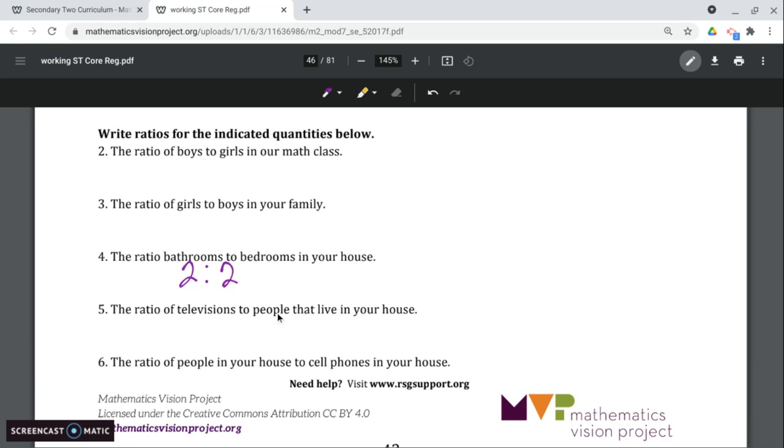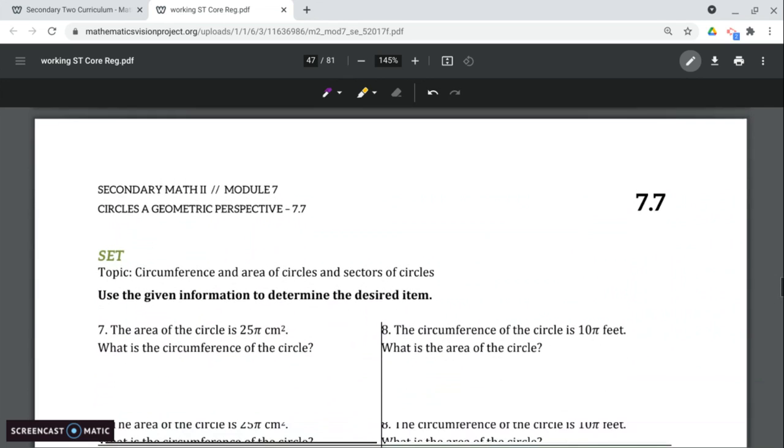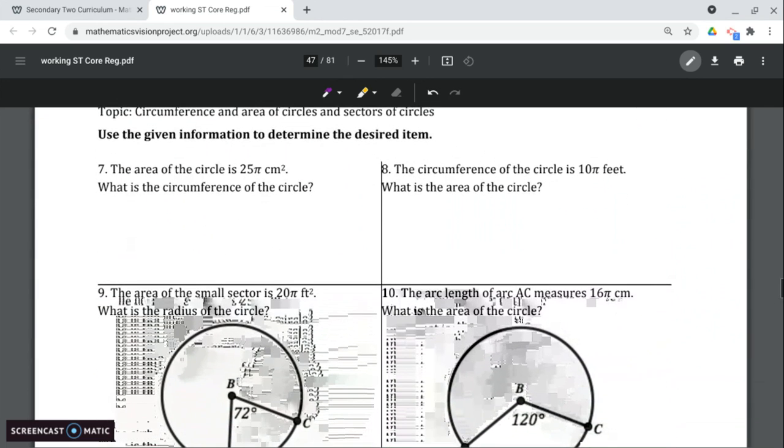The ratio of televisions to people that live in your house, technically I have 3 TVs to 2 people in my house. Now, make these specific to you. I don't want to see these exact things. Obviously, if you actually have 3 TVs to 2 people in your house, then you'd write that. But you're just writing the first value, so number of boys to the number of girls, girls to boys, people in your house to cell phones in your house. So that section I'll leave for you since it's based on your personal lives.